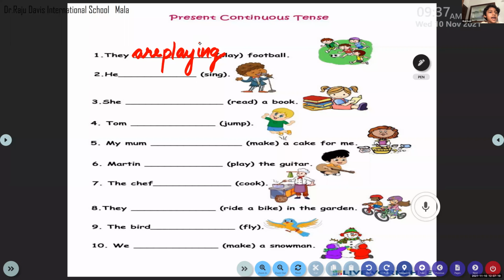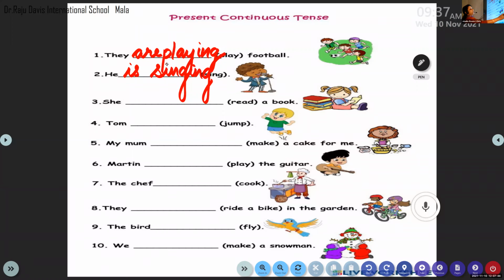He dash sing. So what do you have to do there? He is singing. Very good, Abel. All of you start writing your answers, looking at the questions given here. We are discussing the answers now, but before that you have to write the answers in your rough book.